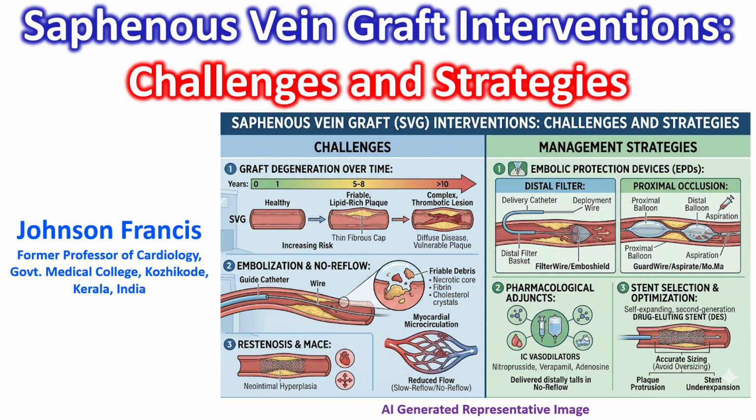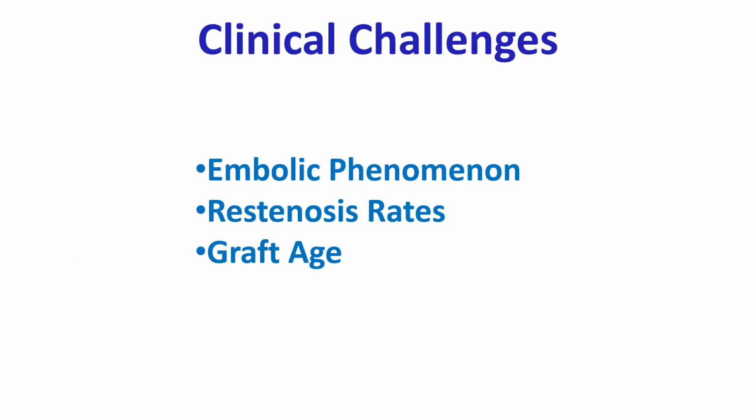Interventions for saphenous vein grafts remain a high-risk subset of percutaneous coronary intervention due to the unique pathophysiology of graft degeneration. Unlike native vessel atherosclerosis, SVG plaque is often friable, lacks a fibrous cap, and is prone to distal embolization. The primary risk during SVG PCI is the no reflow or slow flow phenomenon caused by the distal embolization of necrotic core material and fibrin.